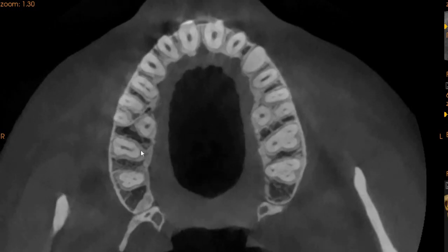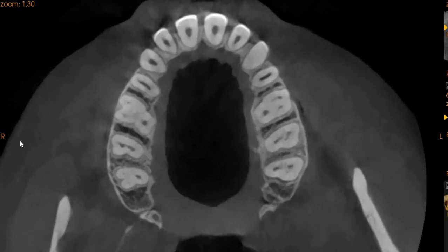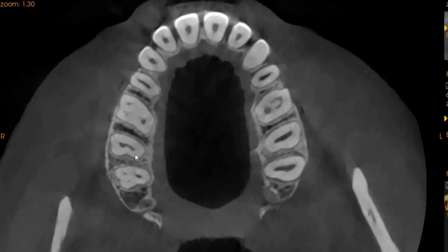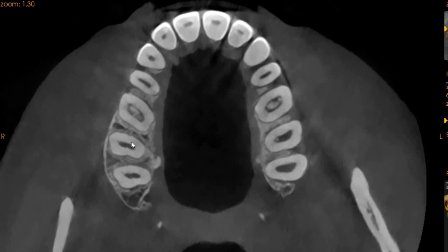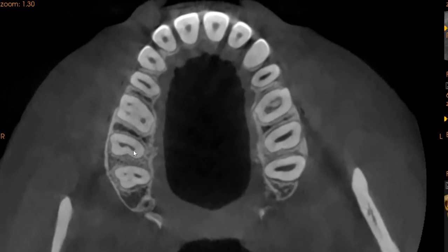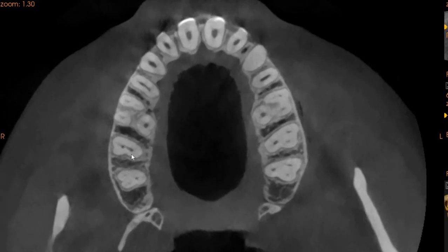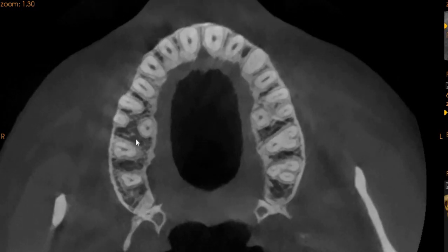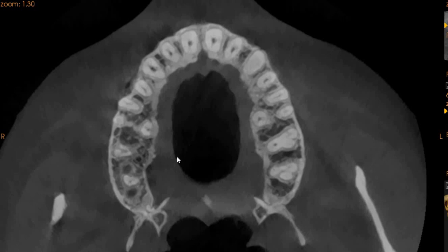In the upper right 7 region, we don't see any micro cracks or fracture lines, but we do see a bean-shaped canal configuration. So this patient has one single pulp chamber, and then at the apex it just distributes into two apices, and that's basically the situation for this patient.